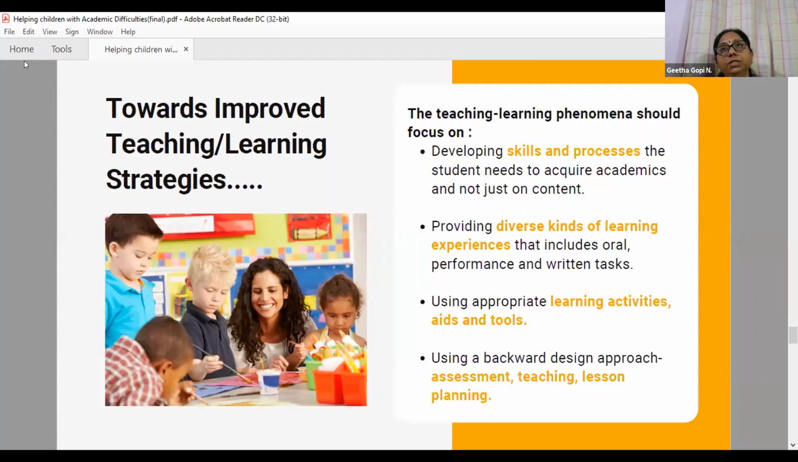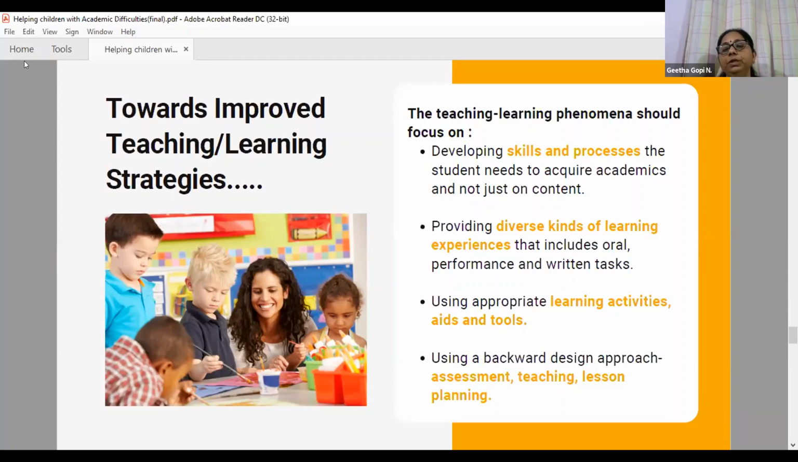Some of them may be very strong auditory learners. They learn better through listening, through music and such things. There may be others who may be kinesthetic or tactile learners. So they learn better through touch, through feeling, through doing, through hands-on activities. So provide diverse kinds of learning experiences for every kind of concept that you're taking.